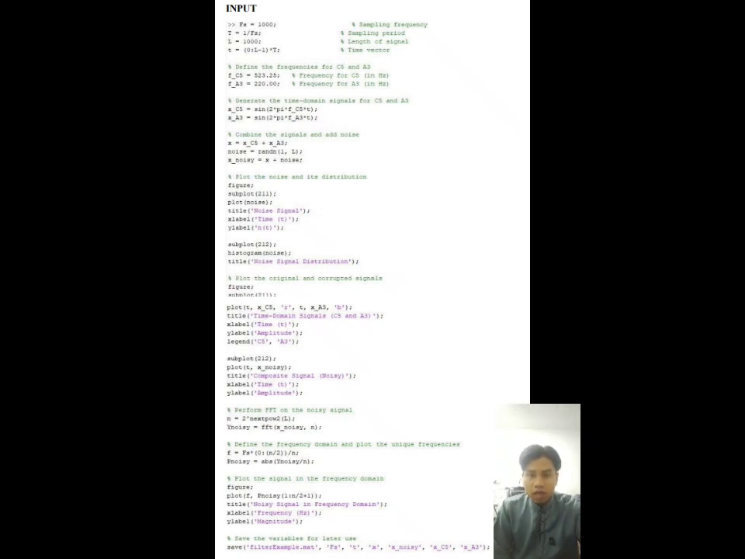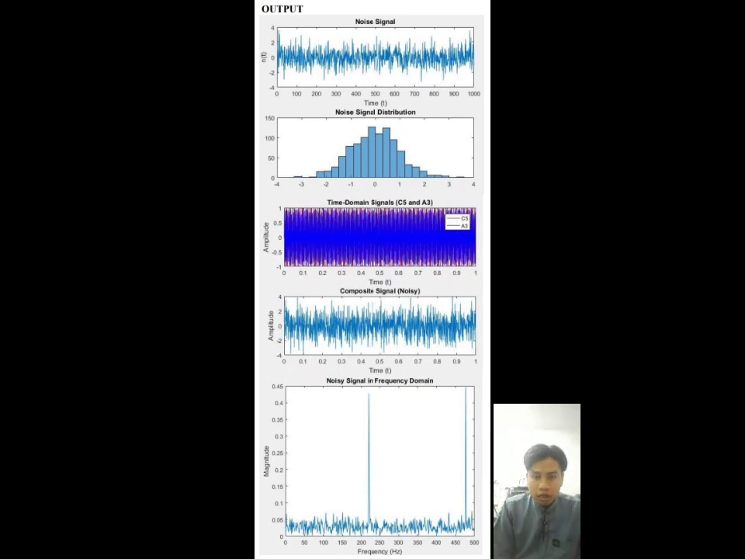So now let's discuss the output we got. The output includes several visualizations and data representations. First, we have the plot of the noise signal. The signal represents the random noise added to the composite signal.